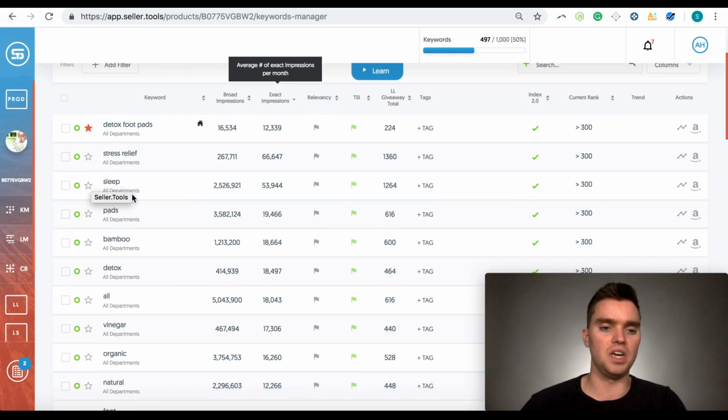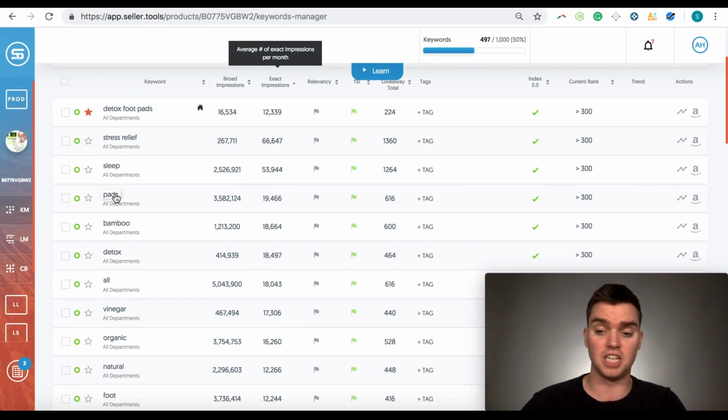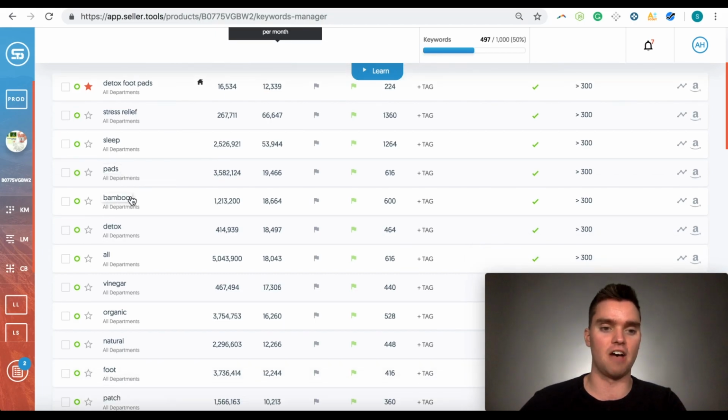All right, so basically you need to think as you're going through this list, if someone typed in sleep, would they find detox foot pads? If someone typed in pads, would they find detox foot pads, or a bunch of different types of pads, right? There's a lot of different types of pads. And the answer is no, and you can type it in and test it for yourself. Bamboo, same thing. There's bamboo plates. There's bamboo glasses. There's bamboo toothbrushes. Bamboo itself, right? There's a lot of different bamboo.